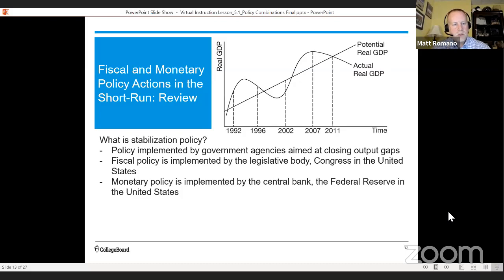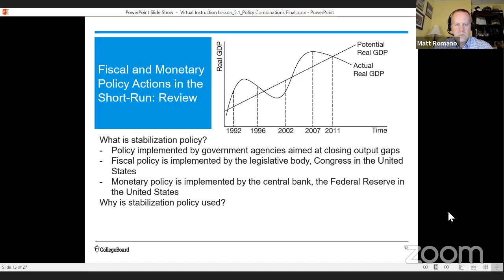In AP Macro, we talk about two types of stabilization policy. We talk about fiscal policy and we talk about monetary policy. It's important that when you're doing this, you connect them to whoever carries out and implements the policy itself. So fiscal policy, as you well know, is implemented by the legislative body, which in this country is going to be Congress, and for that matter, the president, who also has a say in fiscal policy. Monetary policy is implemented by the central bank of any nation. And here in the United States, that would be the Federal Reserve System, the Federal Reserve Bank.